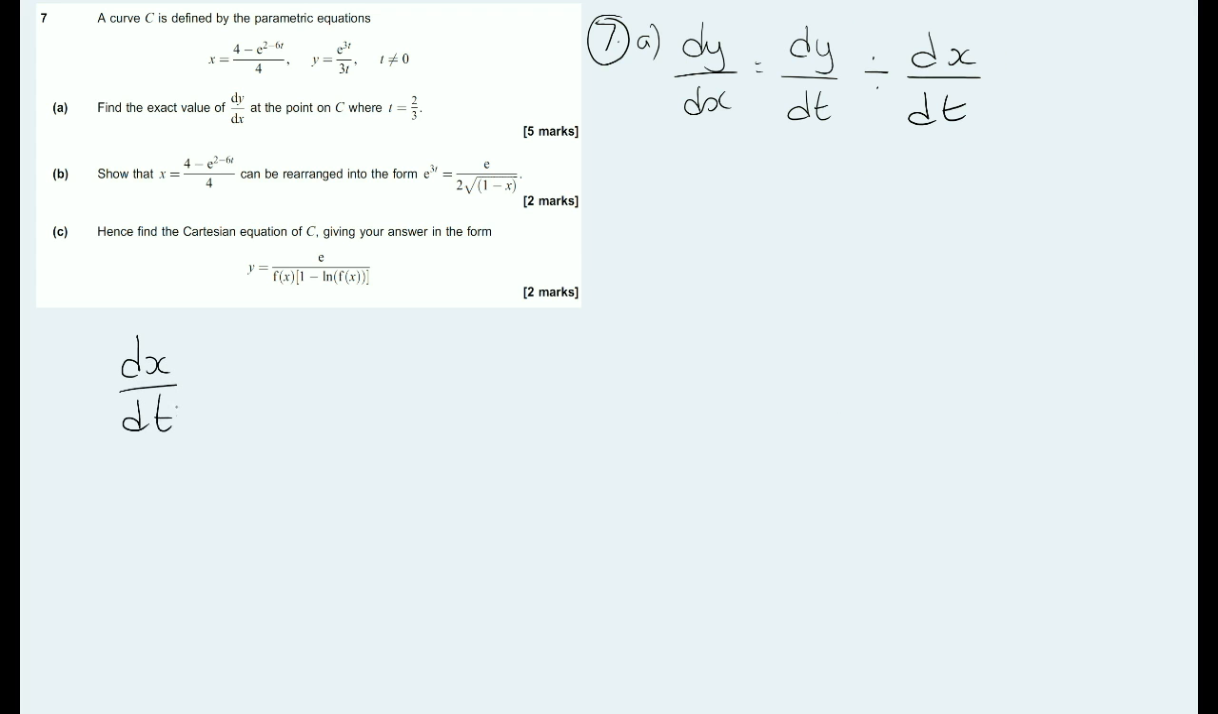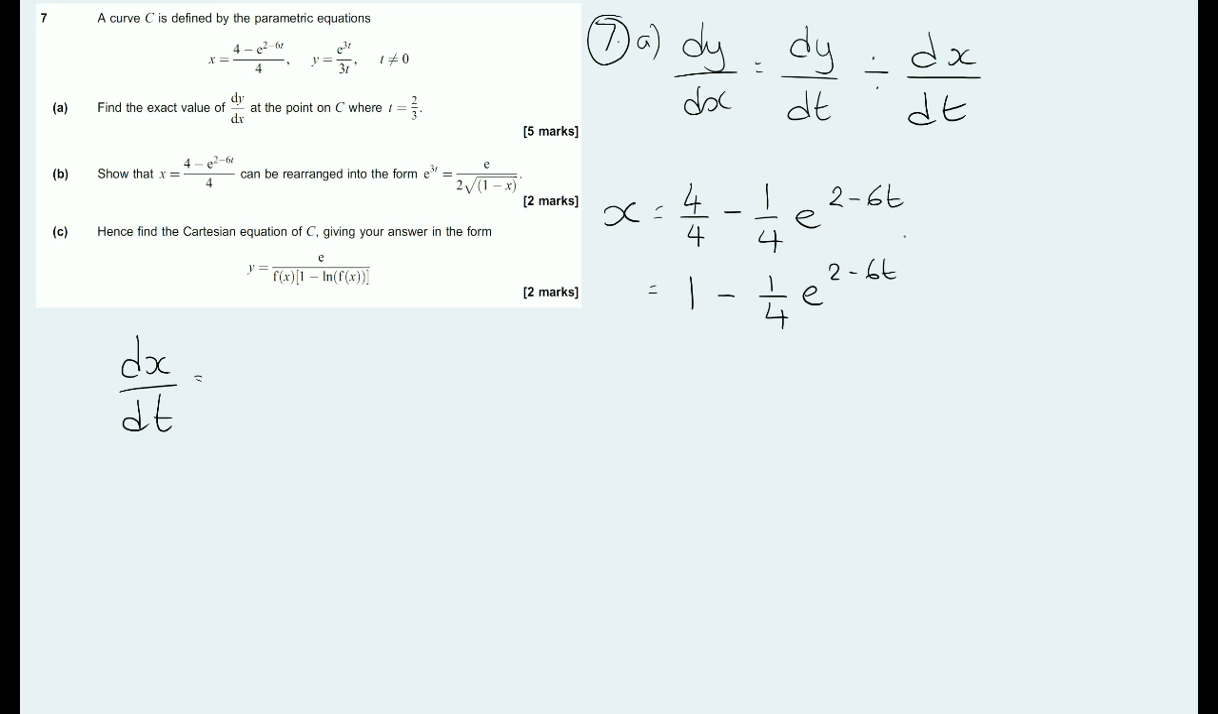So that's differentiating the first equation with respect to t, and we want to find dy by dt, so differentiating the second equation. So if we start off with this first one, we need to think about what x is actually doing here. It's two terms with a common denominator, so it's 4 over 4 minus a quarter of e to the 2 minus 6t. Okay, so that's the same as writing it as 1 minus a quarter e to the 2 minus 6t.